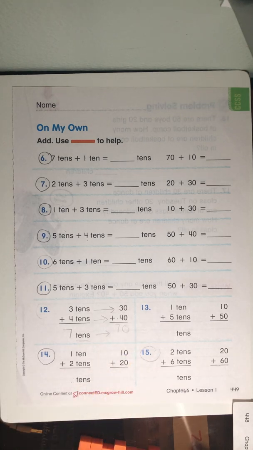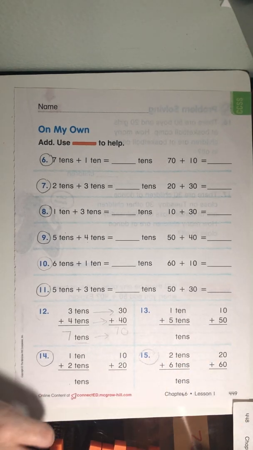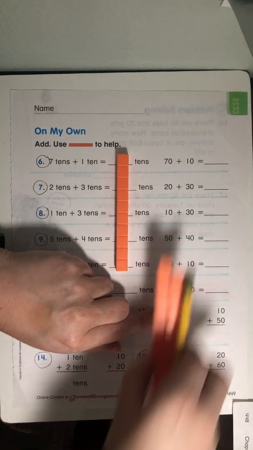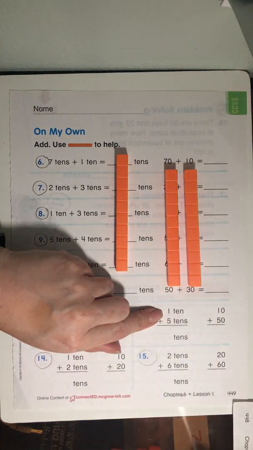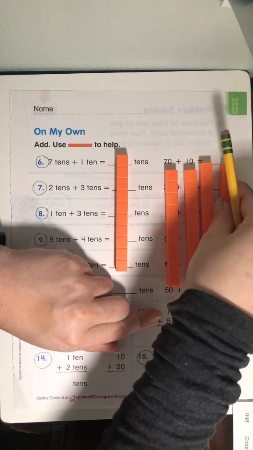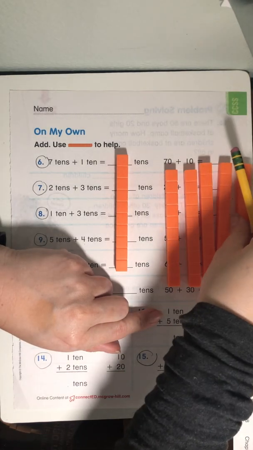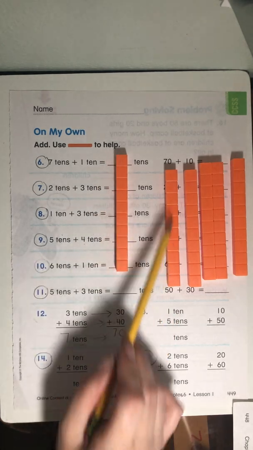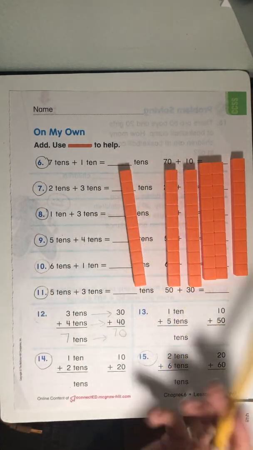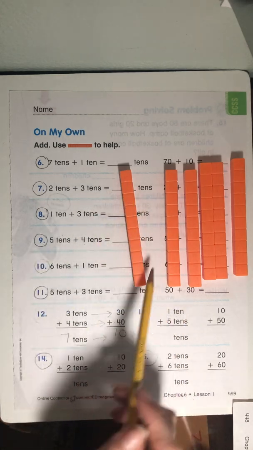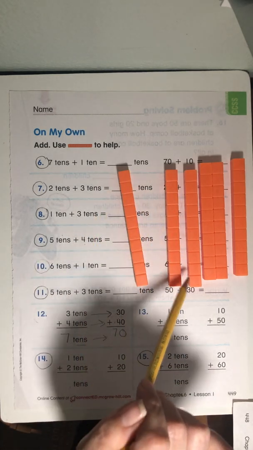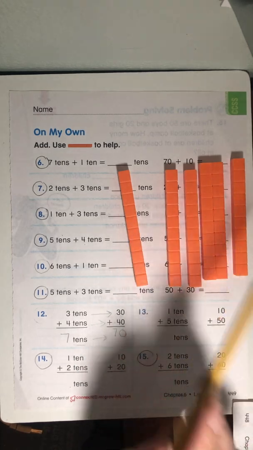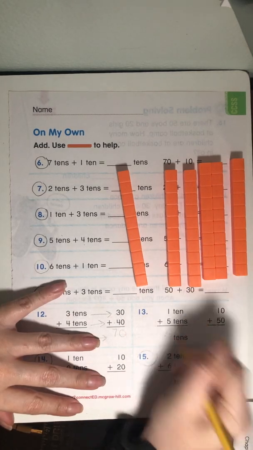Let's do number 13. Number 13 says 1 10 plus 5 tens. 1, 2, 3, 4, 5. How many tens is that? 1 10 plus 5 tens. Remember, tens means groups. So I have 1, 2, 3, 4, 5, 6 tens.